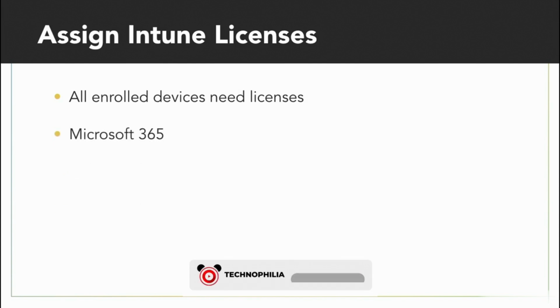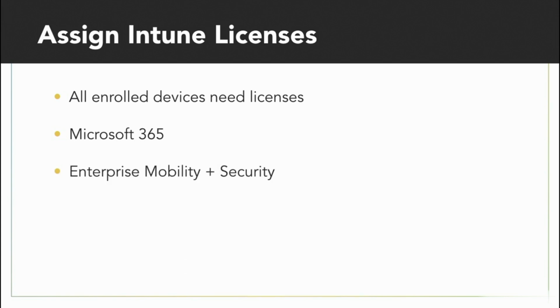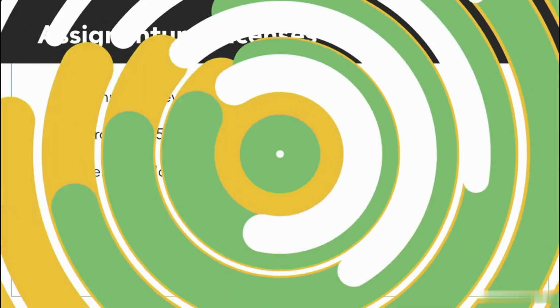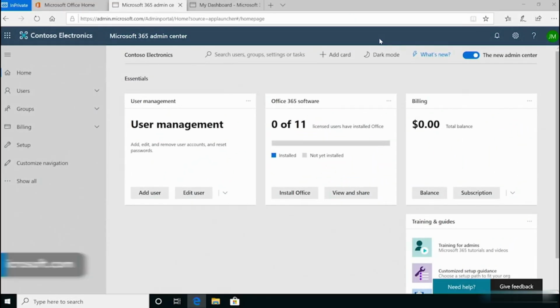If you have a Microsoft 365 or an Enterprise Mobility and Security subscription, these include Intune. When you allocate an Enterprise Mobility and Security license to a user, they will also be assigned an Intune product license. Let's drop onto our demo tenant and take a look at how to add new users and allocate Intune licenses.